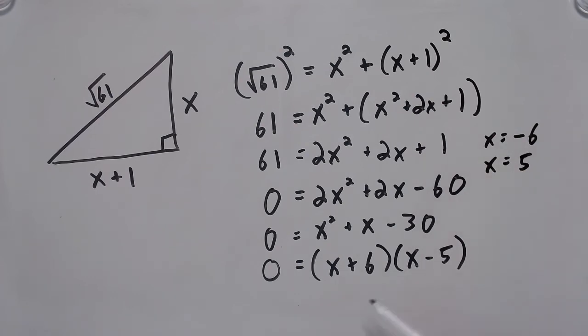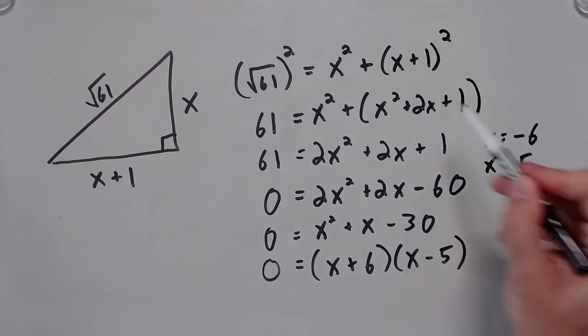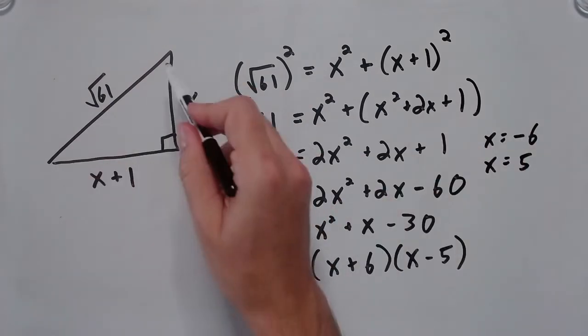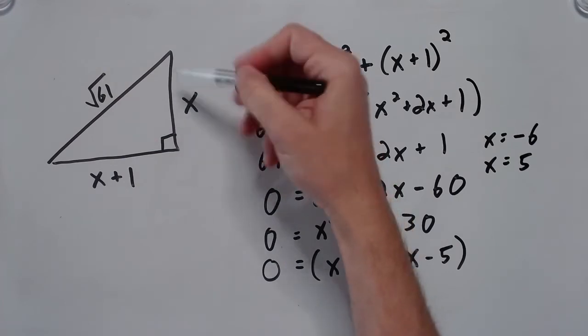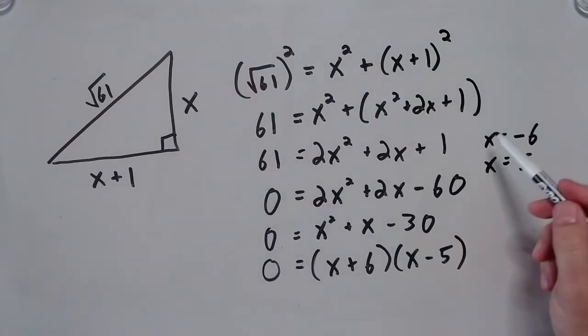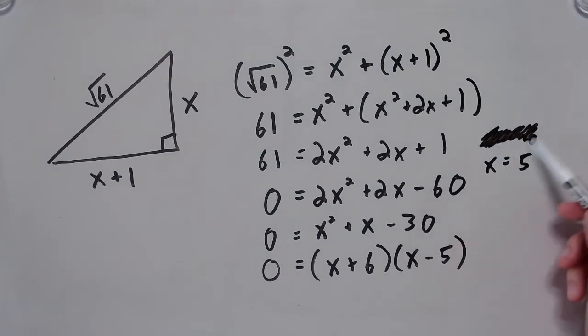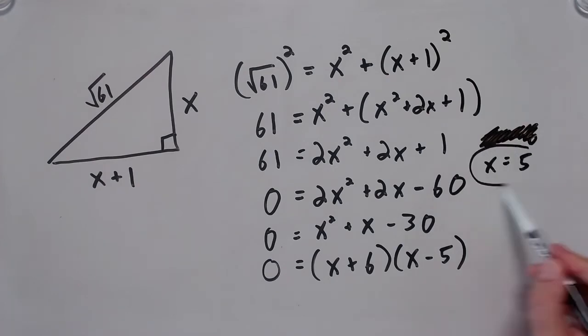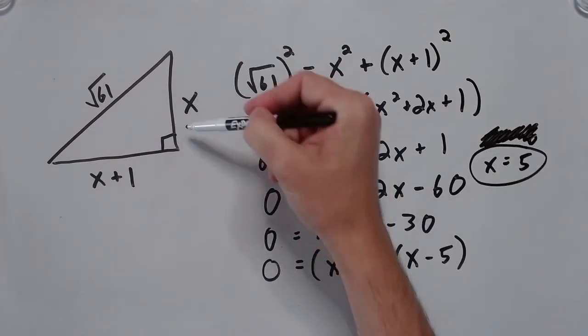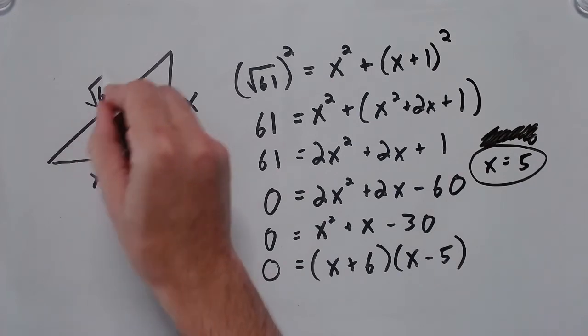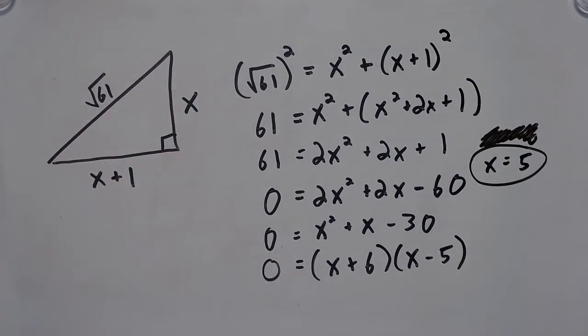So if we were doing algebra, this would be the answer. We'd have two answers. However, we're talking about a physical thing over here, and this length can't be negative. So we can kind of just say, no, that's not going to happen. And x is 5. This length of this triangle is 5, this is 6, and this is the root of 61. Okay, let's clean this off and do another example.